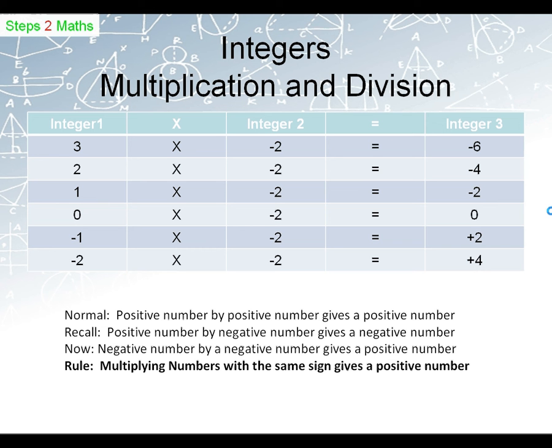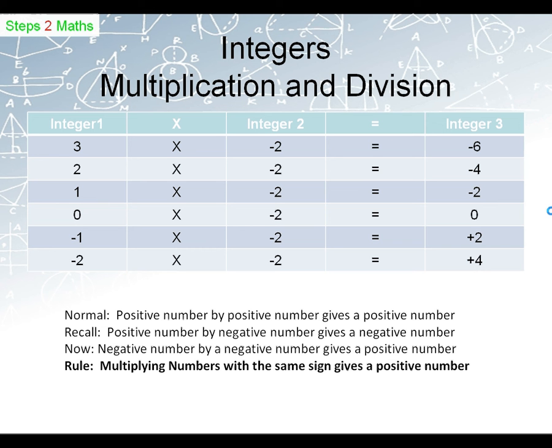So what we were looking for was the pattern. We knew that a positive by a negative gives us a negative. So we knew that 3 times -2 gives us -6. We knew that 2 times -2 gives us -4, and 1 times -2 gives us -2. 0 multiplied by anything always gives us 0. So what happens now when we follow the pattern? Well, let's have a look at the pattern of our results. -6, -4, -2, 0. And the pattern that follows is +2 and +4.